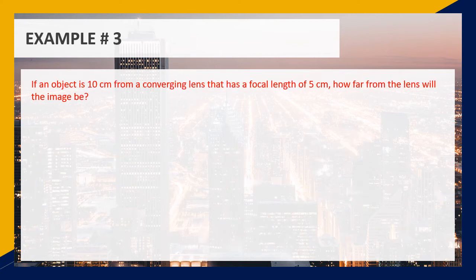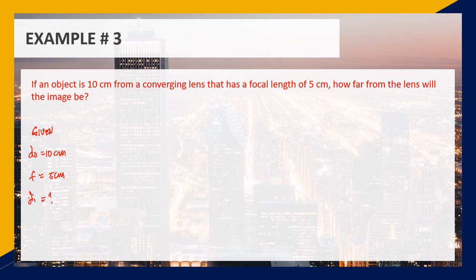Another example. If an object is 10 centimeters from a converging lens that has a focal length of 5 centimeters, how far from the lens will the image be? Okay, how far? So, list all the givens. The distance of the object is equal to 10 centimeters. Then focal length is equal to 5 centimeters. Since it is converging, the focal length is positive, that is right. How far from the lens will the image be? So, we are looking for the distance of the image.